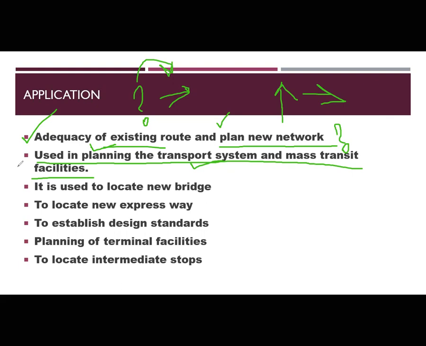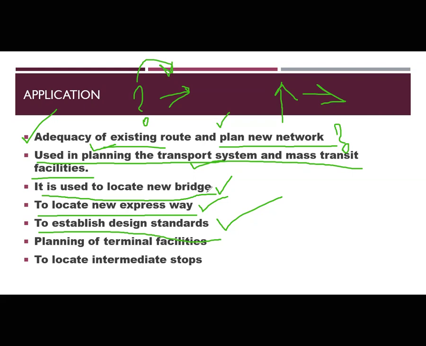To give the solution, we require numbers or a study: to locate a new bridge, whether a new bridge is required or not; to locate a new expressway; to establish design standards. What are design standards? If trips are more or any data shows more traffic, it means the design of the road or something must be done with respect to that data.